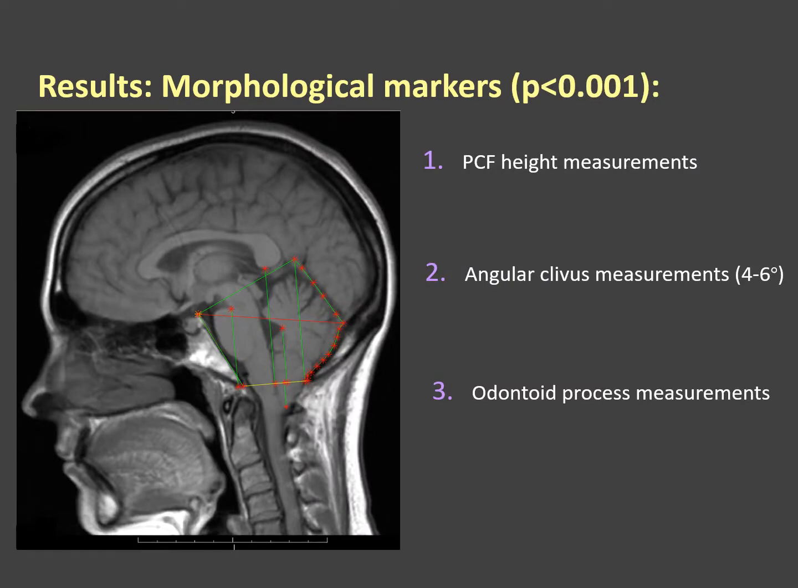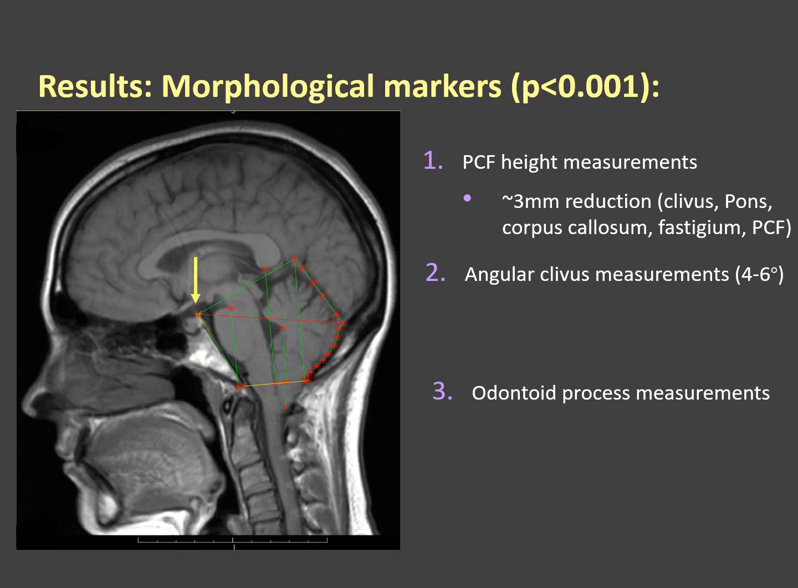Here are the major results. First, the PCF height measurements. We found a general approximately 3 millimeter reduction in many of the vertical measurements, such as the clivus bone, distance to the pons, distance to the bottom of the corpus callosum, vestigium, and PCF.